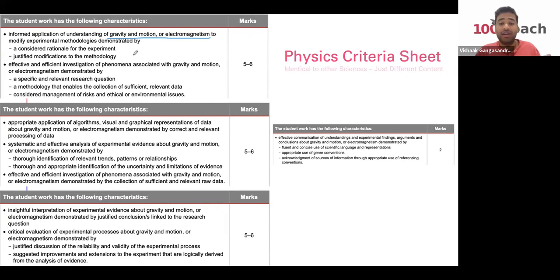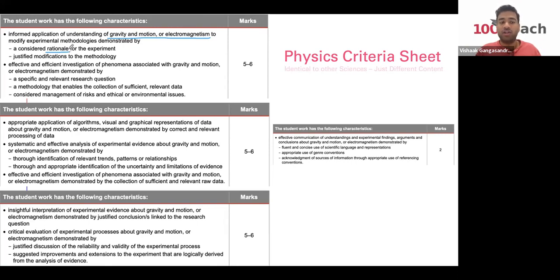So you have the first section, and it's really interesting, but the physics criteria sheet and all the criteria sheets for the student experiment have been structured in such a way that it's got introduction, data, evaluation, and conclusion, and then your communication skills. And I've taken snippets of the top mark sections for all of the different criteria points that you'll be marked against. So let's start with the introduction section. Informed application and understanding of the topics, to modify experimental methodologies demonstrated by a considered rationale for the experiment.